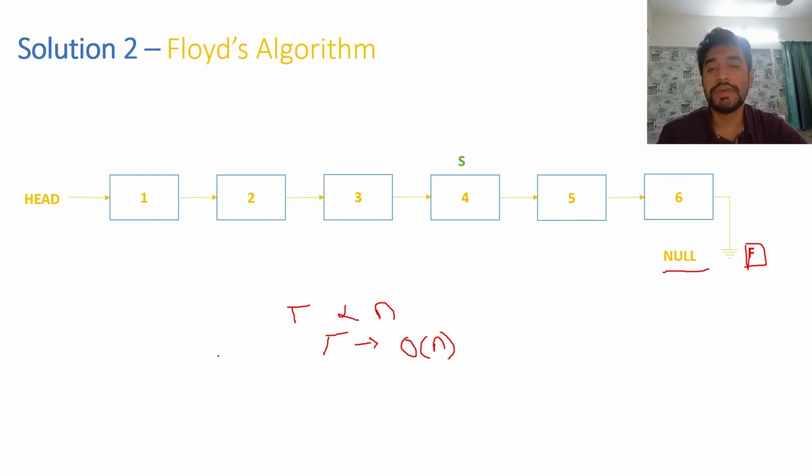However, the space required for this algorithm is constant. We do not require an auxiliary data structure to store the nodes, as we did in the hashing algorithm. So the space required for this algorithm to complete is constant, and we denote this by big O of 1.